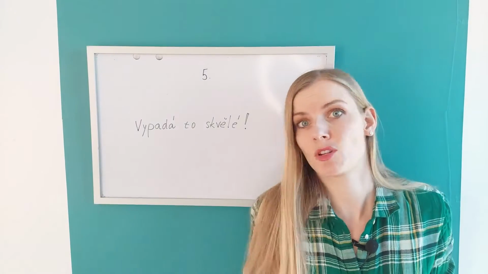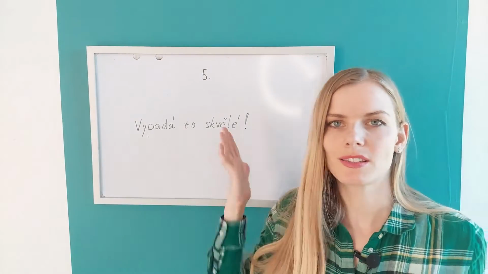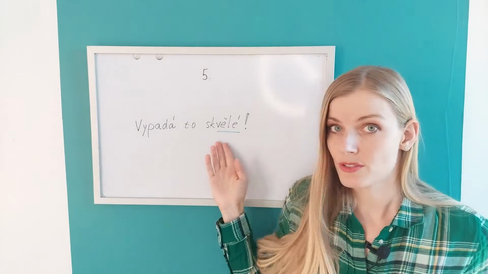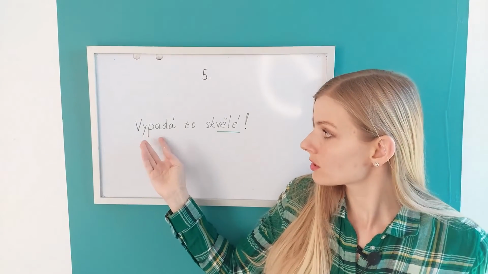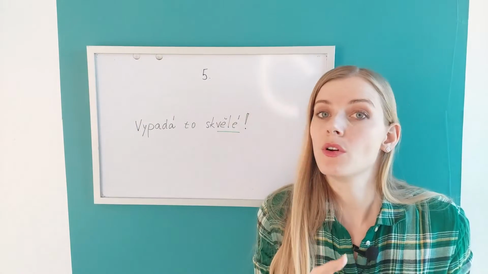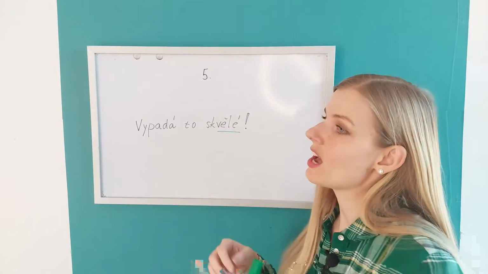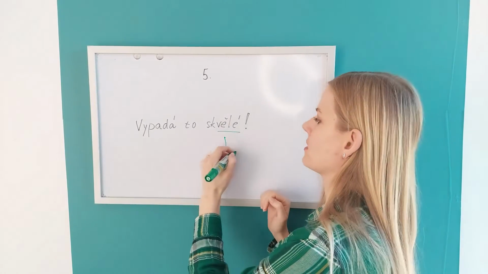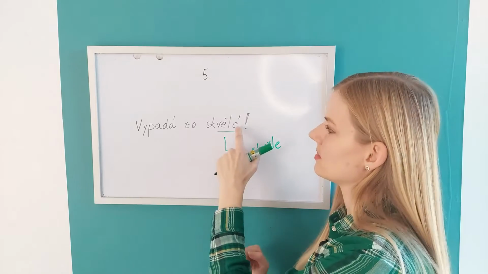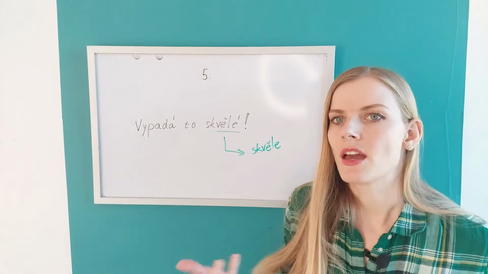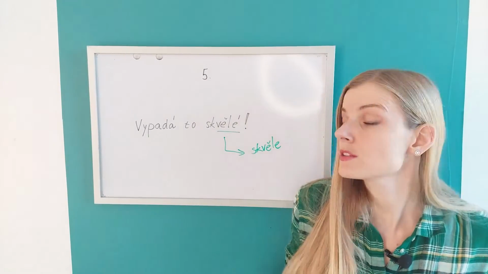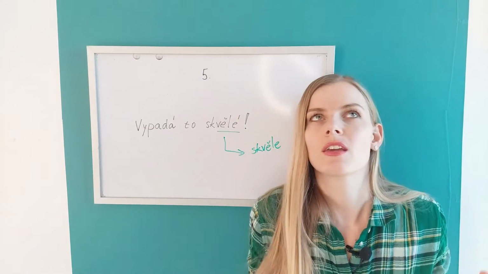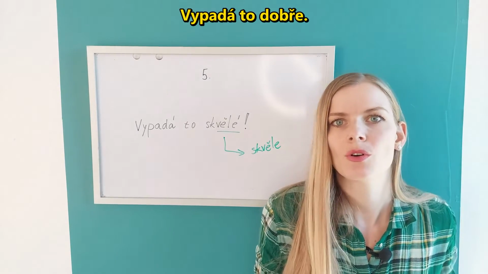Vypadá to skvělé. It looks great. This looks great, right? Except skvělé is not what we want to say. Skvělé is an adjective, but the verb to look or to seem has to be followed by an adverb. So we want to say how does it look? In which way? Vypadá to skvěle. That's the adverb skvěle. When there is an accent, when there is čárka, that's the adjective. So if you want to say it looks great, you say vypadá to skvěle. If you want to say it looks good, you have to say it looks well. So you say vypadá to dobře.